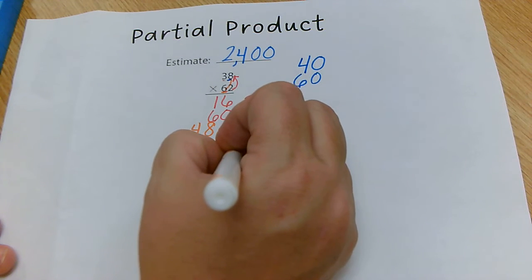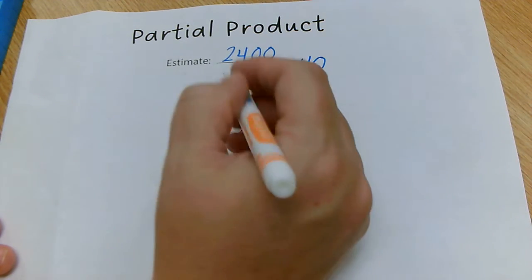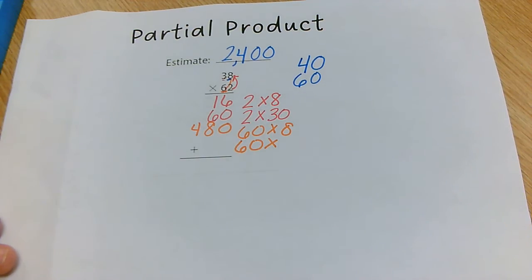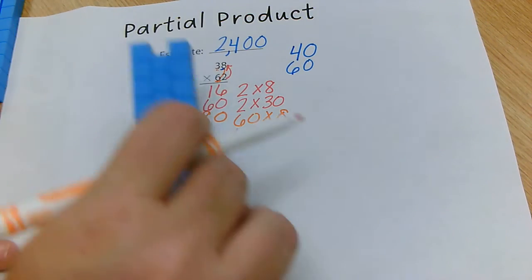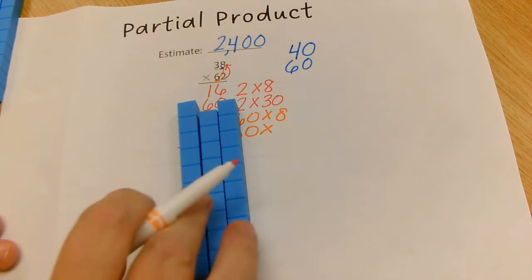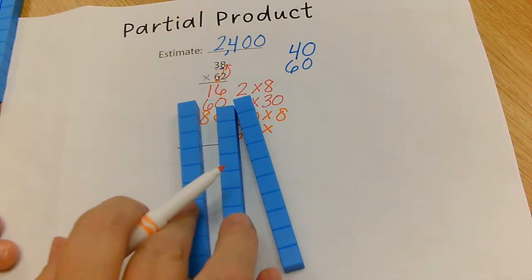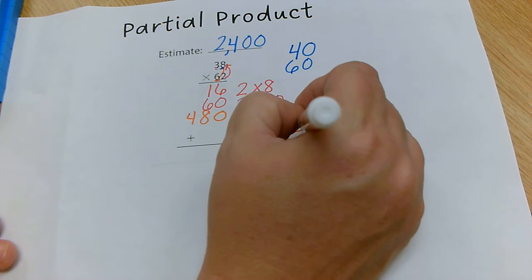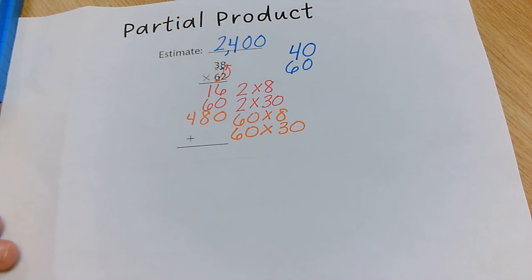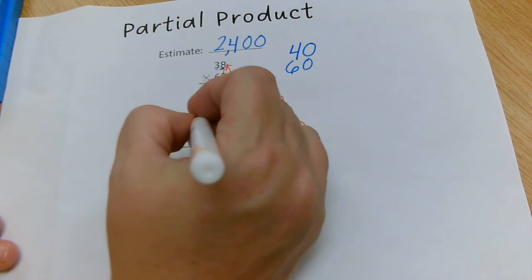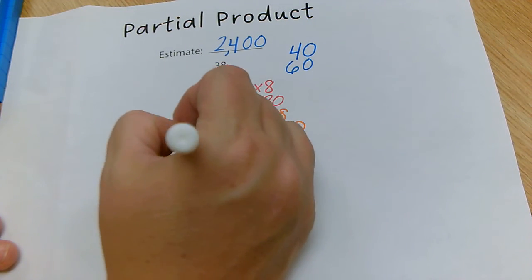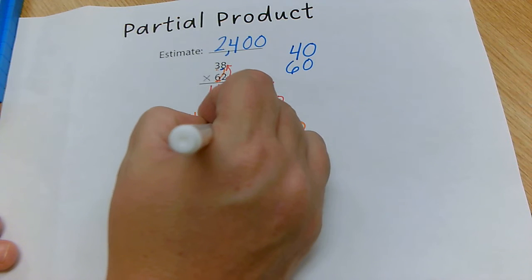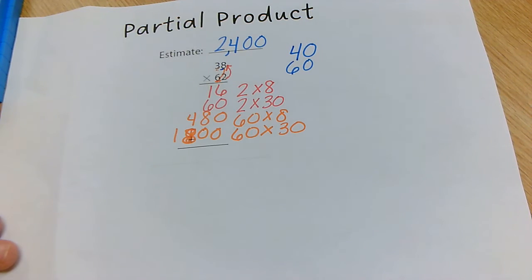Okay? Now I'm going to move to the next number, but I'm still doing 6. But it's not 6, it is 60. 60 times 3, but that 3 is not worth 3, it's worth 3 tens. And how much would that be worth? 10, 20, 30. So 60 times 30. Well, I know 6 times 3 is 18, and then I have 2 zeros, so that means that I should have 1,800. Right? Because 6 times 3 is 18, and then I have 2 zeros.